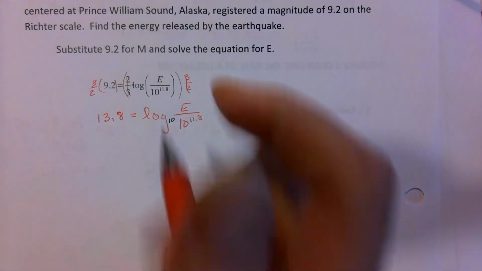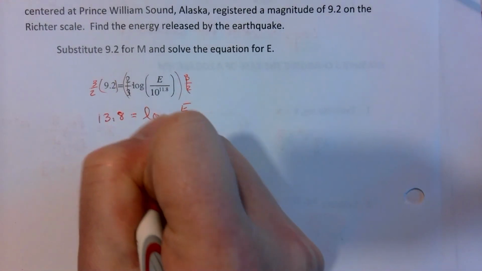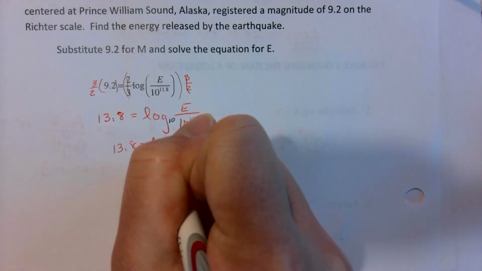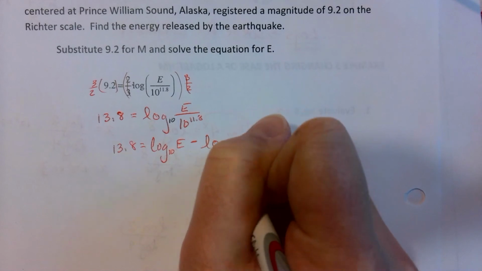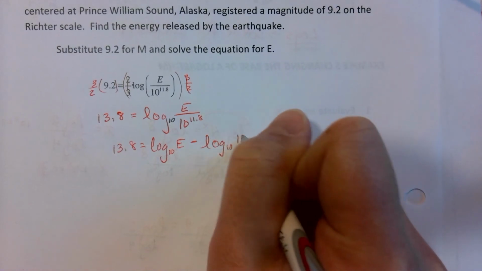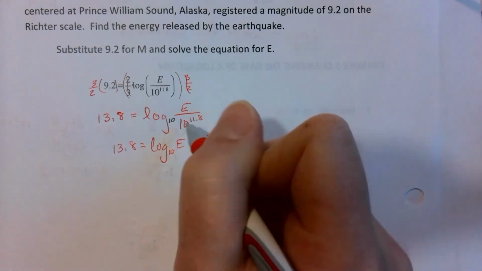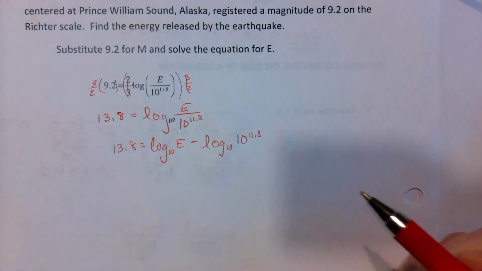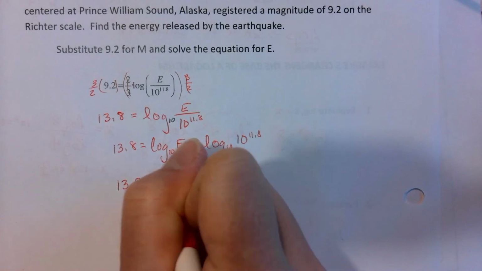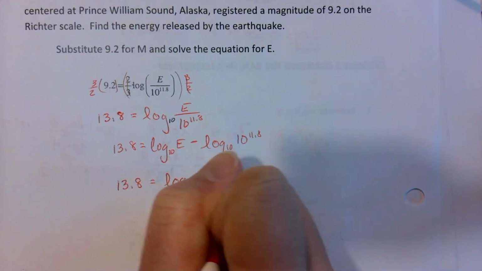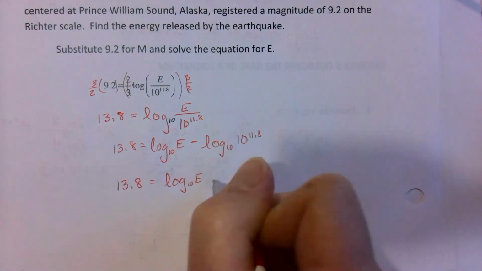So I have 13.8 equals log, I'm going to write that in, base 10 of E, just as a reminder, minus log base 10 of 10 to the 11.8. So I'm putting in that log base 10. Okay, why was that so important? Well, another logarithmic property: I have this log base 10 of E, and there's not much I can do with that.